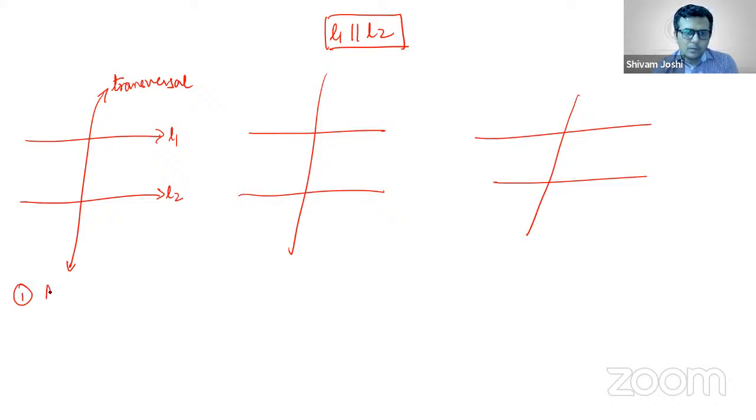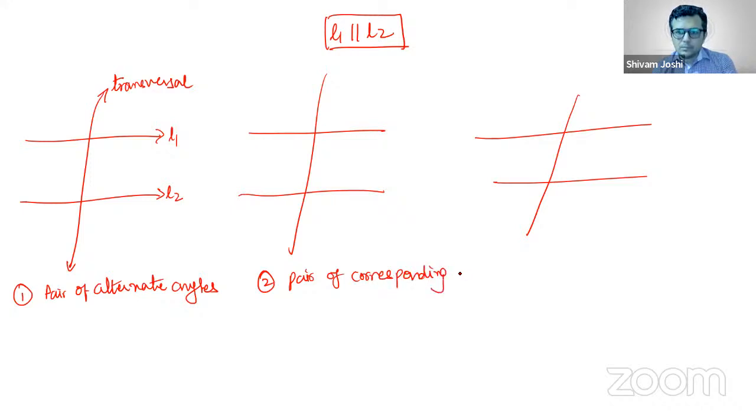One is pair of alternate angles. Second is pair of corresponding angles. And third is pair of, I can say, interior angles on the same side. It is pair of interior angles on same side of transversal.